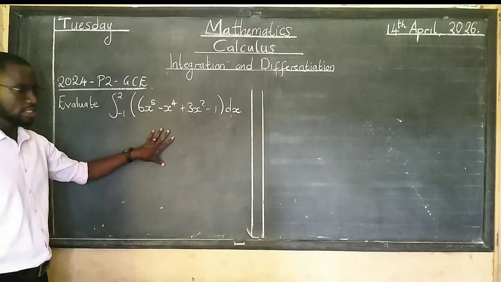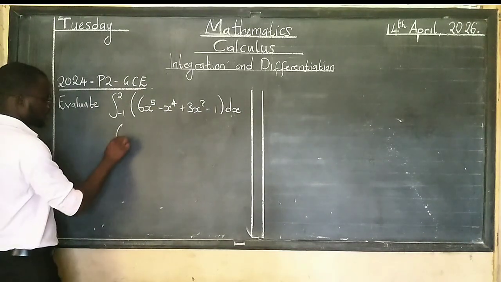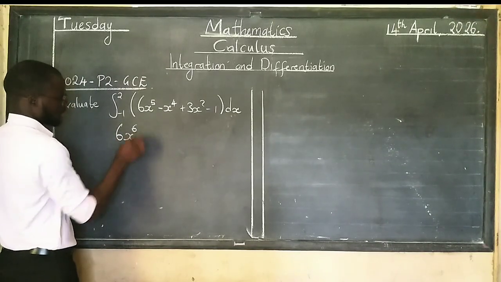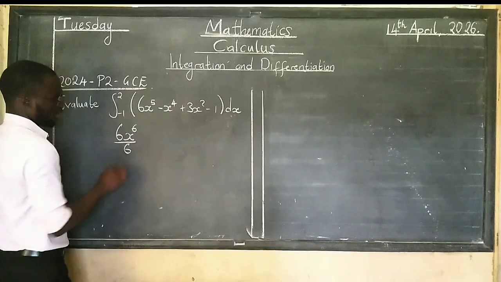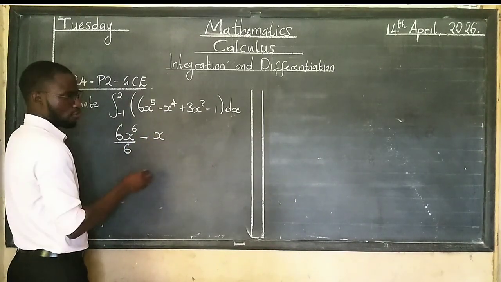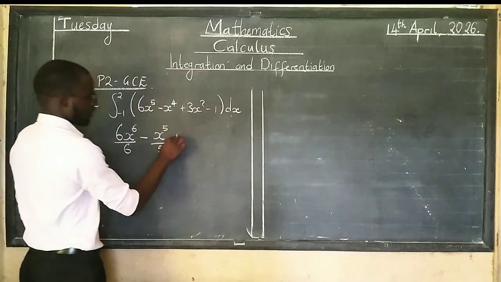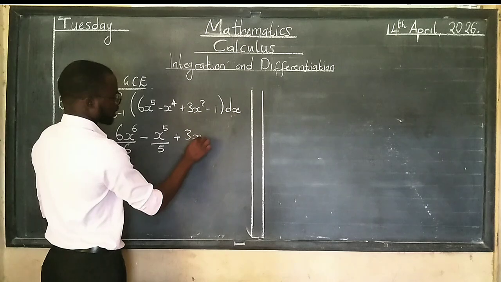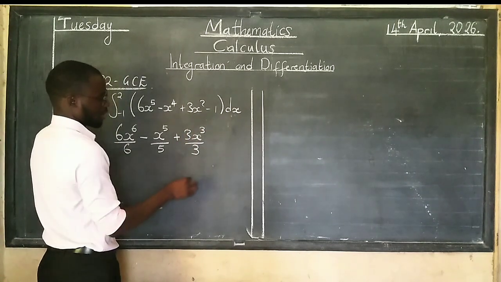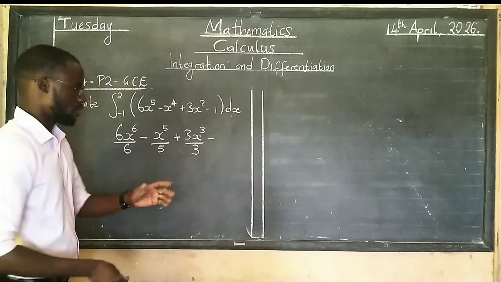Okay, let's solve this last example. So let's again start with integrating it. So 6 as it is, x as it is, the 5 we add 1 becomes 6, then we divide by the new power, which is 6. Then minus x as it is, then the 4 becomes 5, dividing by the new power, 5, plus 3 as it is, x as it is, the power, we add 1, becomes 3, dividing by the new power, 3, then minus 1. It's like 1 is with x to the power 0.